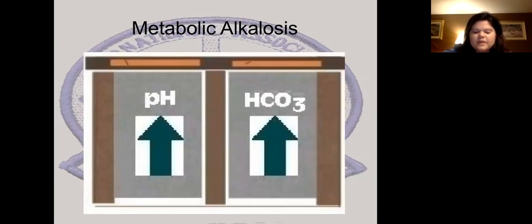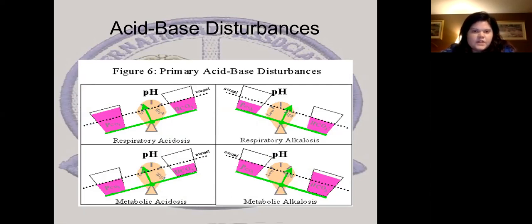And then here's an example of the elevator effect. Both of them go up, the pH and the HCO3, or your bicarb. So here's the little seesaw of your acid-base disturbances and what they're going to look like. This is good to remember if you're visual.